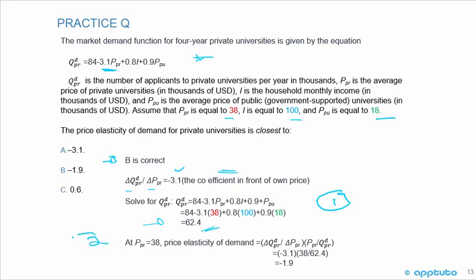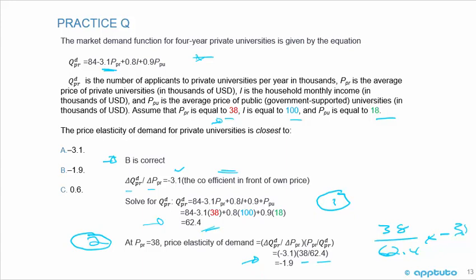But then step number two, what you need to do at a price of 38, because we're giving you here the price of 38, you need to now take that negative coefficient of negative 3.1 and multiply it by 38 over the 62.4, okay? The number that you've solved. So the number that was given, 38, divided by the number that you solved, 62.4, times the negative 3.1 from the multi-factor model that they've given you, and it's going to solve to negative 1.9.